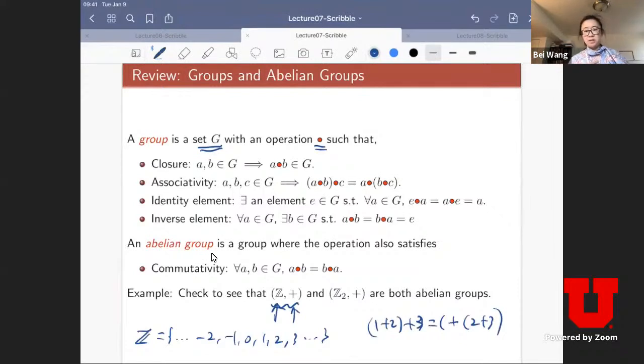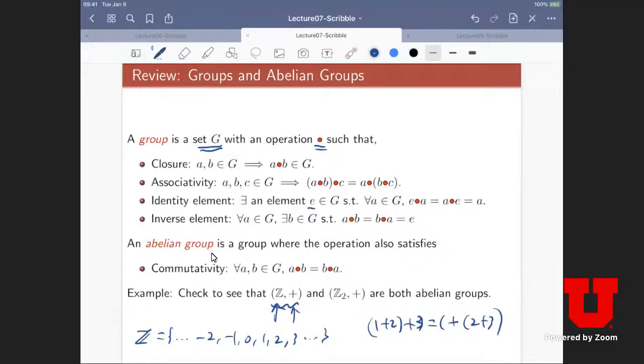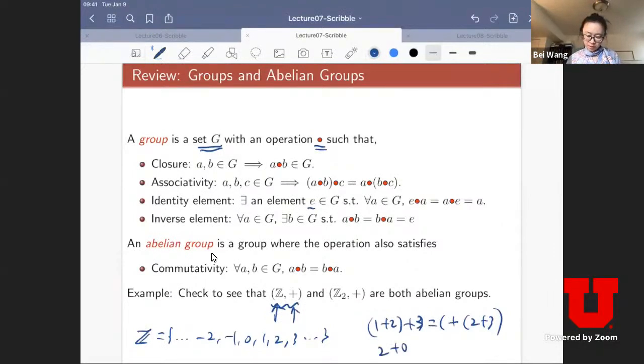Identity element says that there exists some element E such that if I operate on this identity element, I'm getting back myself. So what is the identity element for the set of integers under plus operation? 0. Exactly. 0 is my identity, right? Because 2 plus 0 is equal to 0 plus 2, which is 2.